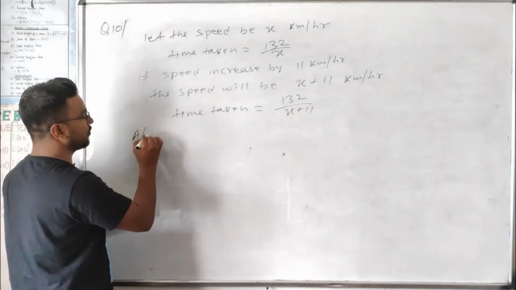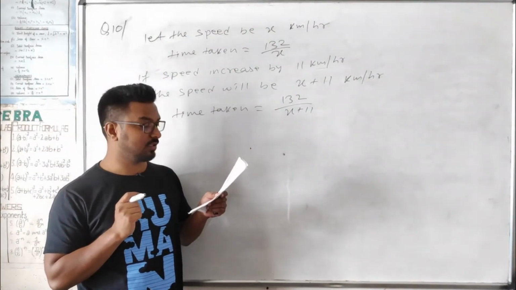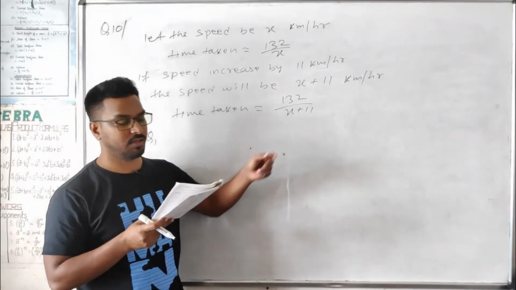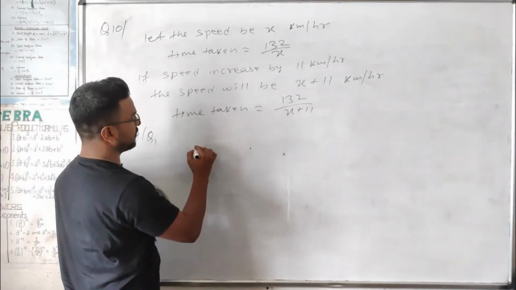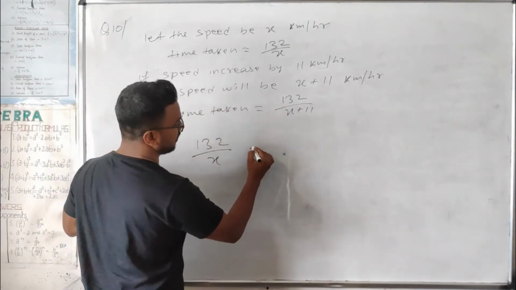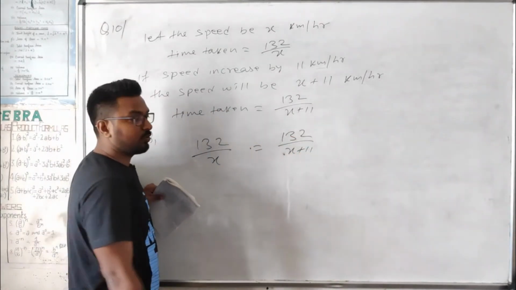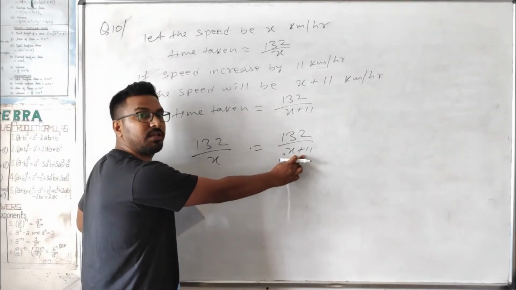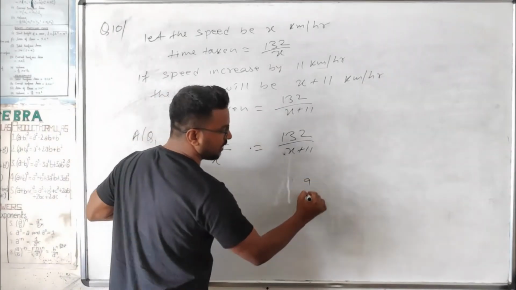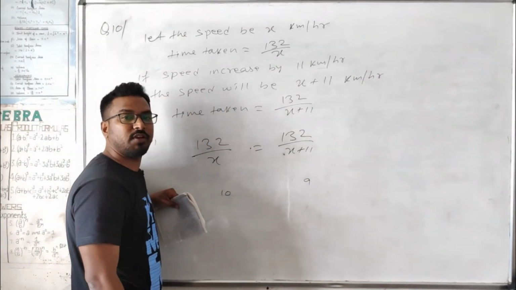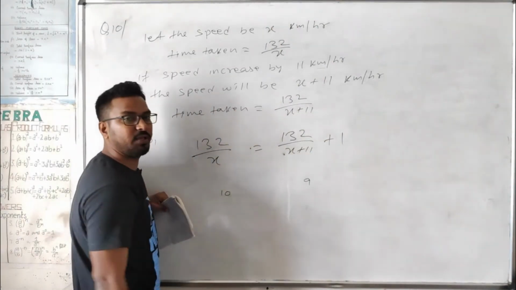Okay, now according to the question, it takes 1 hour less if the speed is increased by 11 km. So we'll write like this. First we'll write 132 by x, and on the right hand side 132 by x plus 11. Now if the speed increases, it means it will take less time. So initially, suppose it is 10 hours, now it will take 9 hours, right? So where we have to add 1, we have to add on the right hand side. So we'll add 1 here, then it will be equal.